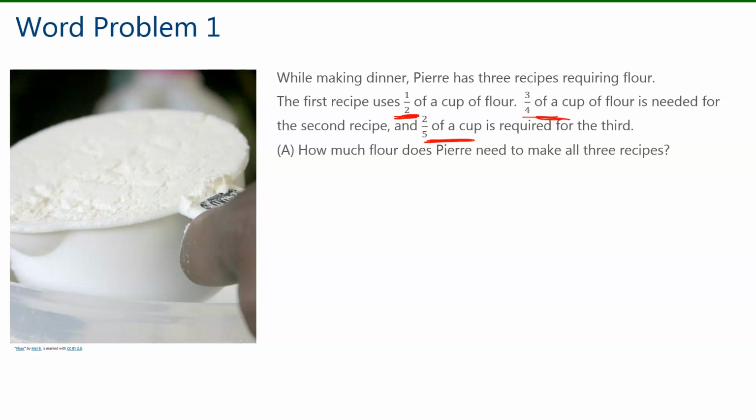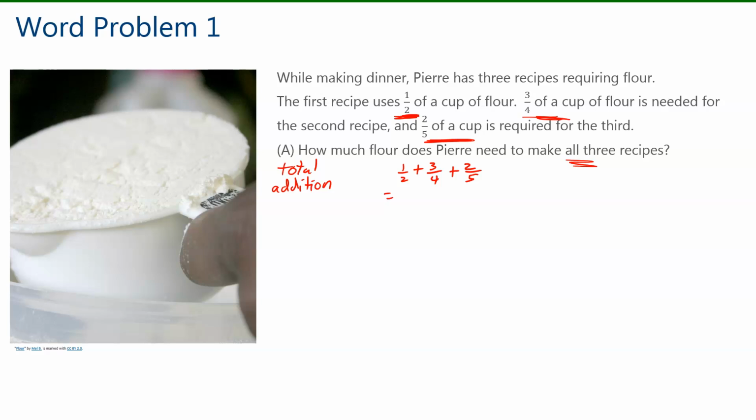What operation are we going to use here? Well, if I look at my question, how much flour does Pierre need to make all 3? So the all 3 gives me the idea that I need to find the total. And if I'm finding the total amount of flour that I need, well, that's going to imply the use of addition. So we need to add the 3 proper fractions we've been given. If I add up a half of a cup and 3/4 of a cup and 2/5 of a cup, that will give me the total amount of flour that's needed.